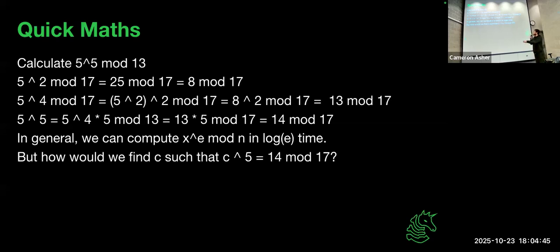So instead, you square 5 and then reduce it mod 17. So 5 squared would be 25, and that would be 8 mod 17. Then you can square it again and you get 5 to the 4 mod 17. That would be 8 squared, which is 64, and then you can reduce it to get 13. Then to get the 5, we multiply 5 to the 4 by 5, and we get that it's 14 mod 17. This works in O(log n) multiplications, so it's fairly quick.